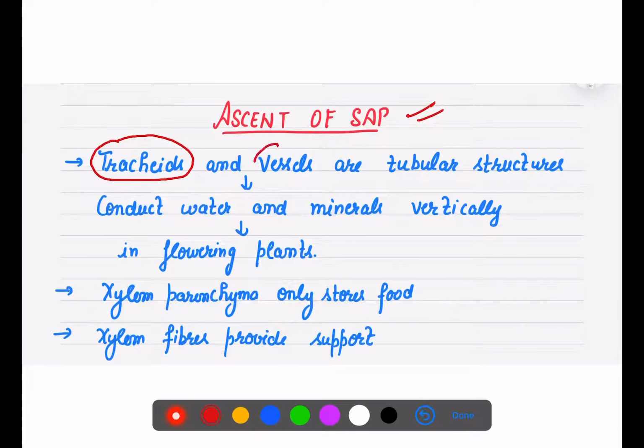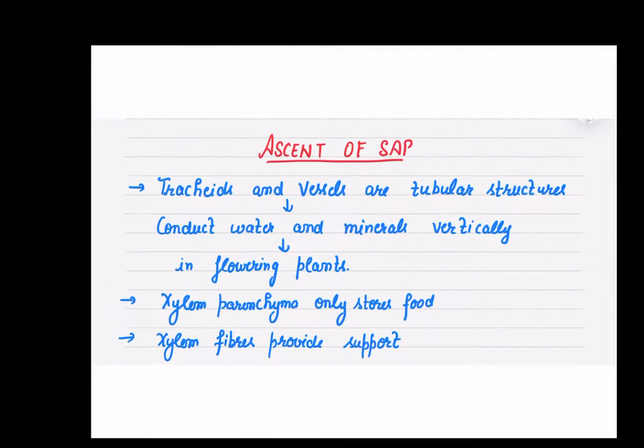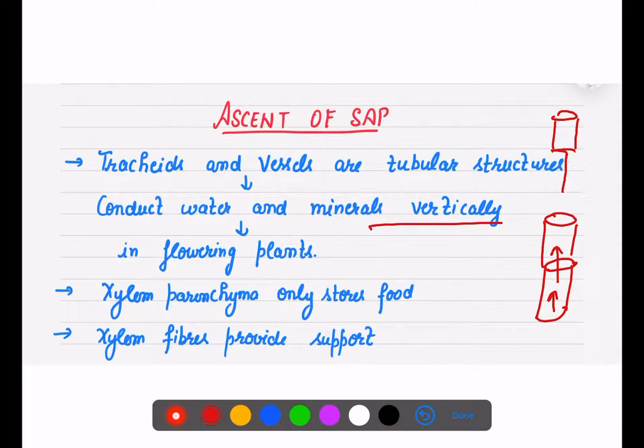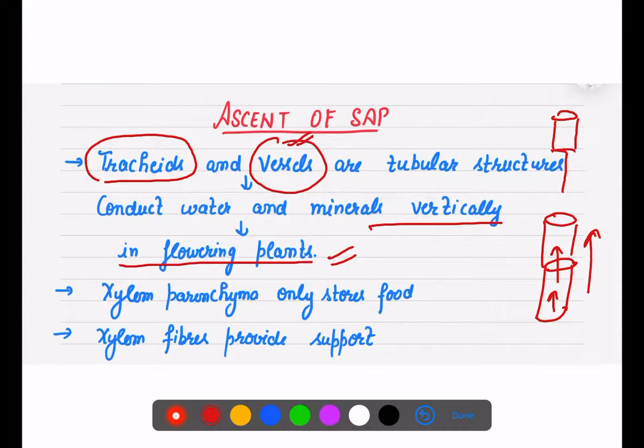Now how this ascent of sap takes place: I told you that the main help in xylem comes from tracheids and vessels. They are tubular structures, present end to end. They conduct water and minerals vertically in the upward direction, especially in the flowering plants. In non-flowering plants only sometimes vessels play an important role, but in flowering plants, tracheids as well as vessels both conduct water and minerals.